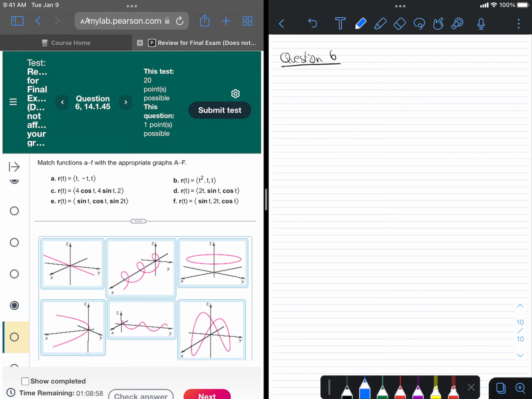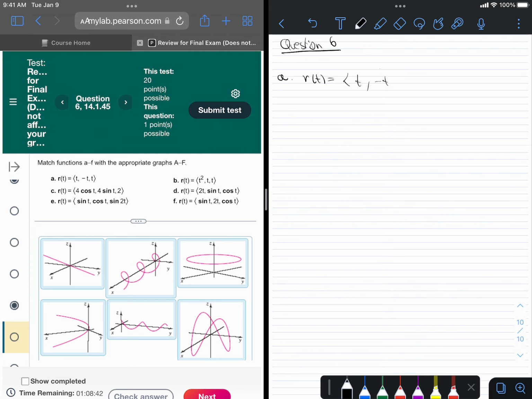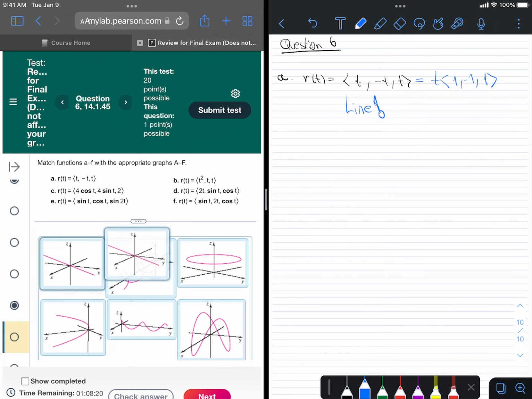Now this question is pretty cool because we're matching graphs, so we get to use several skills to make sure that we see what graph is which. Let's go. A is pretty simple to sketch and to identify. A is t minus t. That is a line, right? That is t times the vector (1, -1, 1). So that is a line, and you can notice that it is the only line among all the parametric equations that you have. So it's going to be this one.